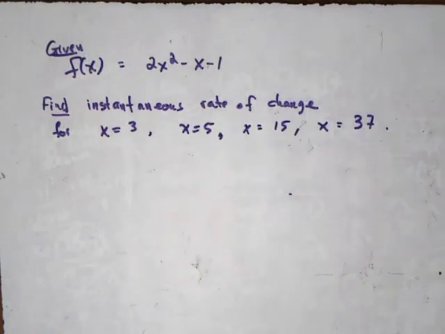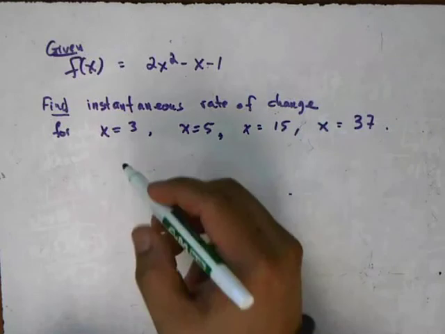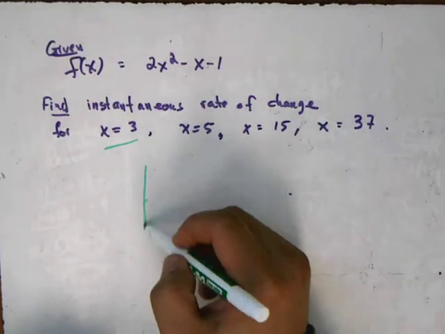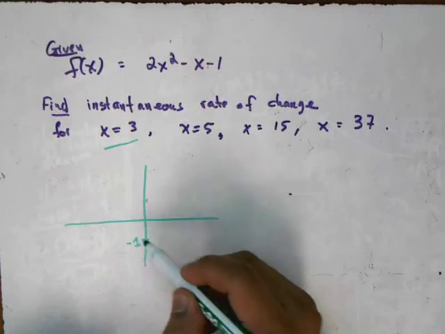Given f of x equals 2x squared minus x minus 1, find the instantaneous rate of change for x equals 3. And actually for x equals 3, x equals 5, x equals 15, and so on. So I'm going to deal with this one first. I'll start with a little bit of a graph.